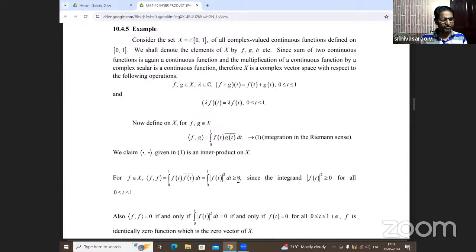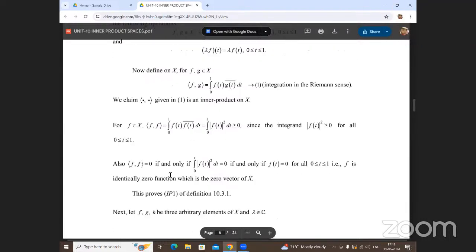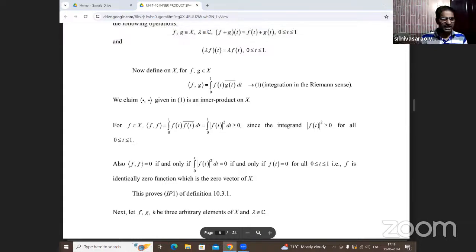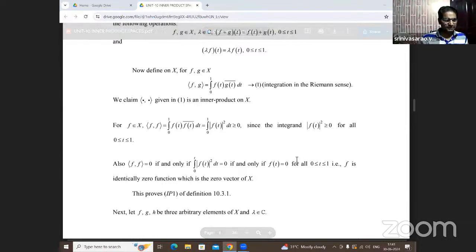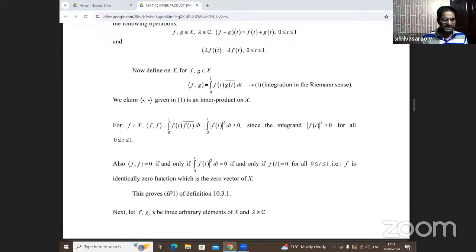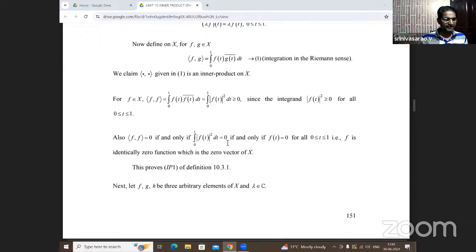So the integral of mod f of t whole square dt is greater than or equal to 0. The entire concept is greater than or equal to 0 for all t lying in the closed interval 0, 1.